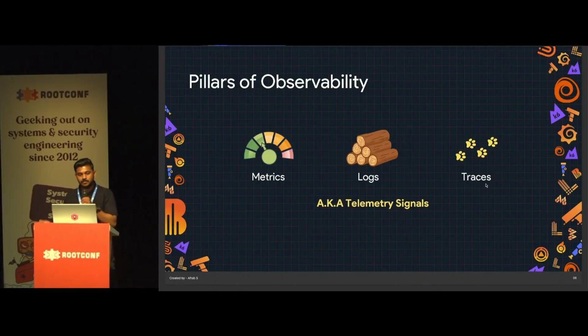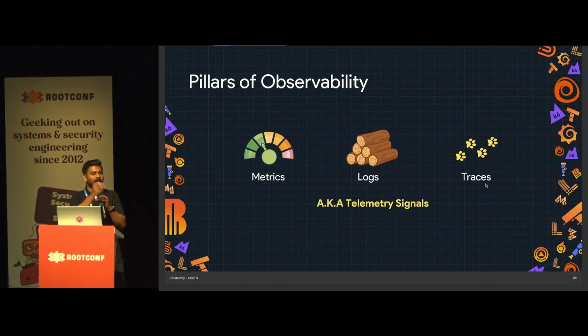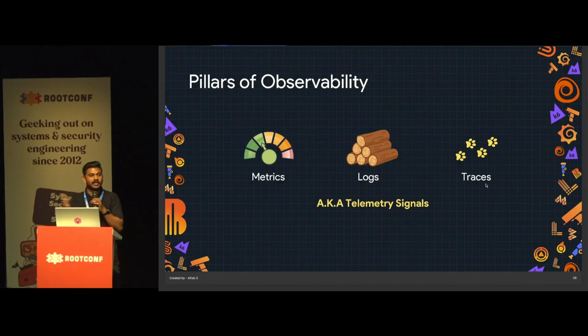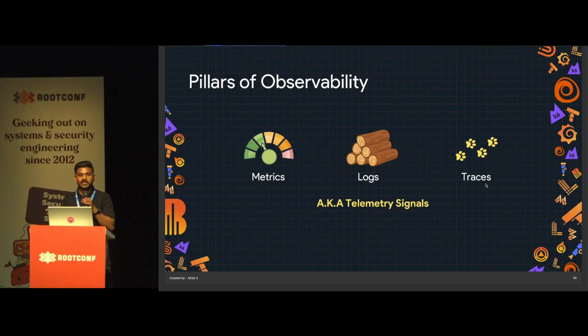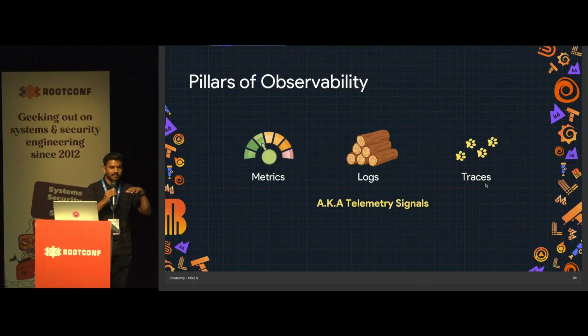Then there are traces. When it comes to a microservice architecture, when many services are communicating with each other to perform one big task, with the help of traces you get to know where in the timeline it's slowing down. These pillars of observability are collectively called telemetry signals because we'll be talking about them collectively. Now we know what observability is, what monitoring is, and what telemetry signals are.